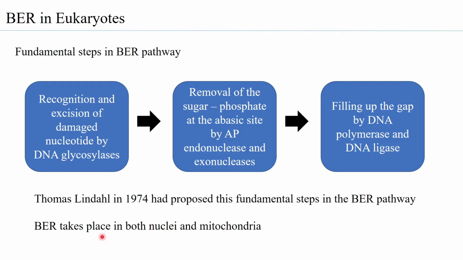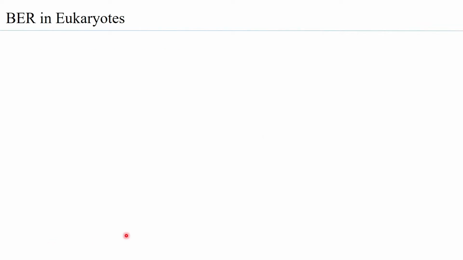Now, BER takes place both in the nuclei of cells as well as in the mitochondria. The mitochondria also have DNA, mitochondrial DNA replicating, mitochondrial DNA also going through various oxidations, alkylations, etc. So, damages in the mitochondrial DNA are also taken care of by the base excision repair mechanism.